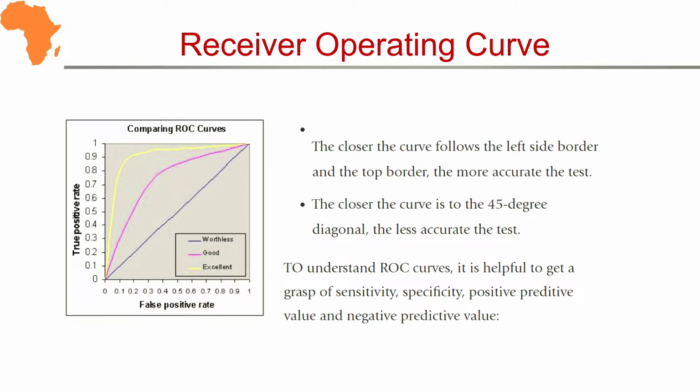So this one in the middle here is basically a very worthless test. The more the curve is towards the left, the better the diagnostic value of that particular test. So when it's at 45 degrees, it's basically not a good test. The area under the curve for this, what is the area of a triangle?